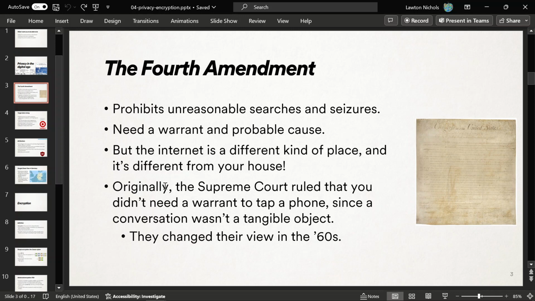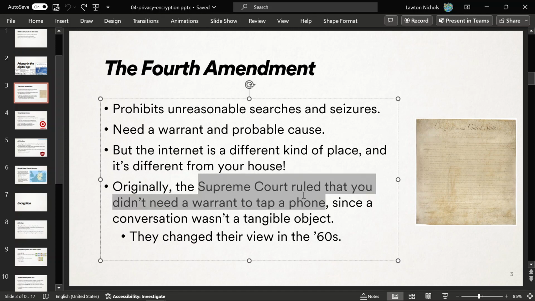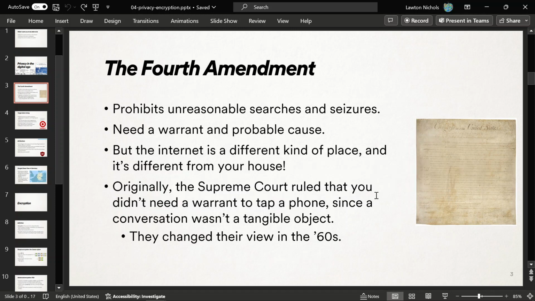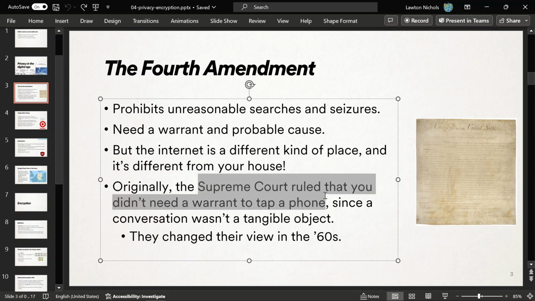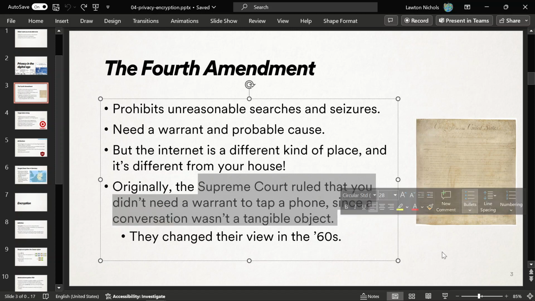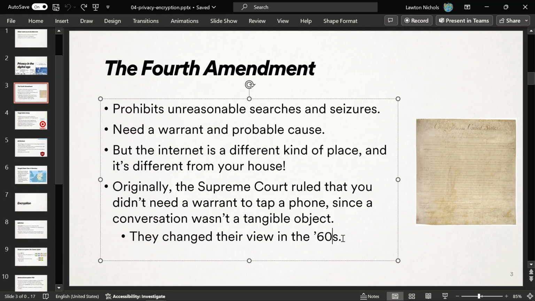And back in the day, when phones first started coming out, because they were connected along the phone lines to places that weren't only your house, the Supreme Court ruled that you did not need a warrant to tap a phone and listen in on somebody's conversation if you were law enforcement, because they considered a conversation to not be a tangible object, something that you can touch. So that's fair game. You just listen in on that if you want to. So luckily, they changed the way that they thought back in the 60s.